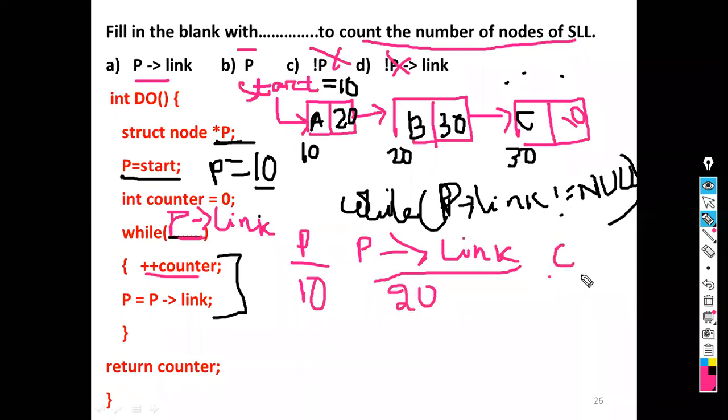C initialized 0 था, now अभी C का value क्या है? 1 है, ठीक है? So now P equal to P of link. Then what is the new value of P? New value of P equal to 20. Okay, because P of link equal to 20, so the new value of P equal to 20. That means now the P is pointing to the second node.